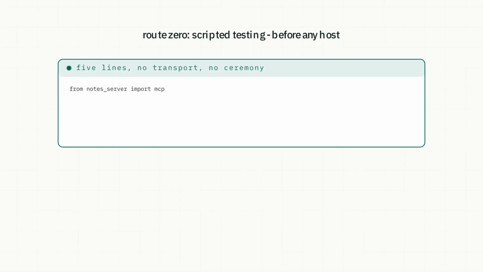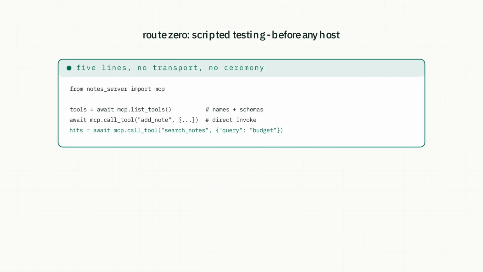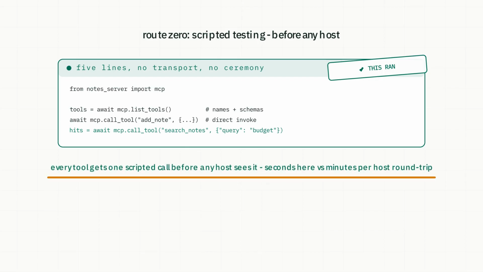Route 0, actually before any host: scripted testing. The server object you created is callable from plain Python. A 5-line test script can list the tools, inspect the generated schemas, and invoke calls directly. No transport, no host, no ceremony. That's exactly how this video's server was verified before filming. Make it a habit. Every tool gets one scripted call before any host sees it. It catches type mistakes, schema surprises, and logic errors in seconds, where host-side debugging costs minutes each round trip. Test in process first, connect second.